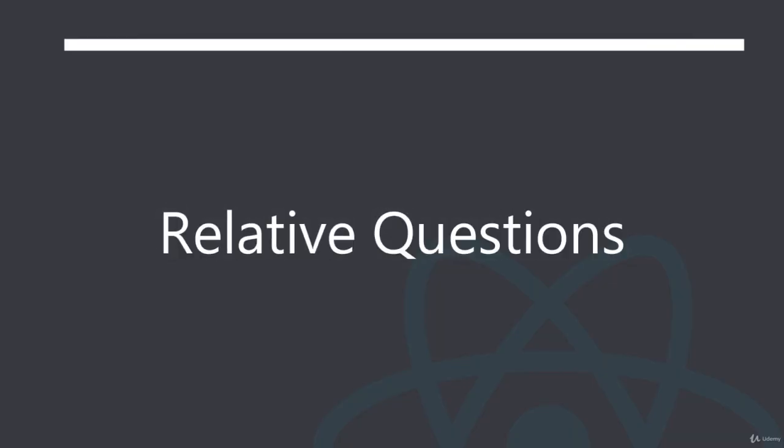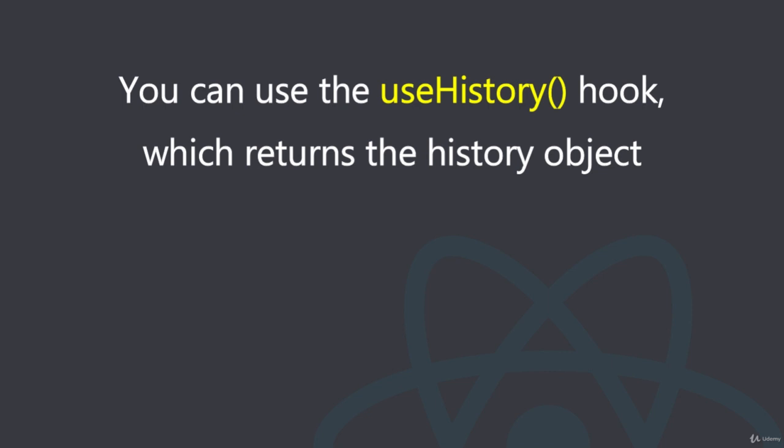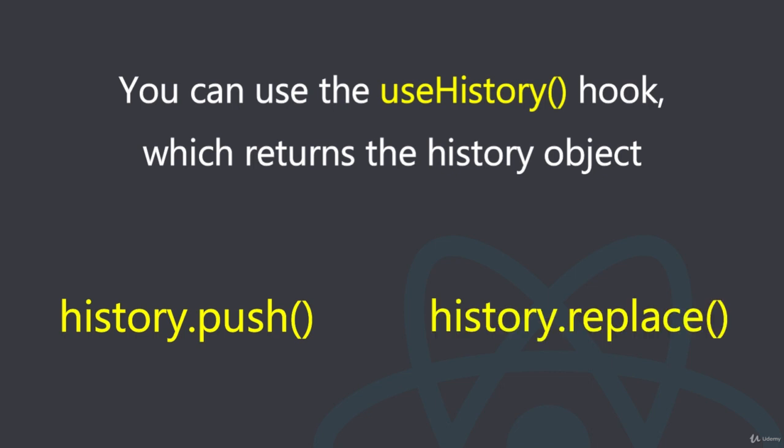Now let's talk about few relative questions. The first question is, how can you access the history object with the React router? Of course, you use the useHistory hook which returns the history object, and that has various values which we discussed. You can certainly answer those. Like push, we have replace method. Replace I'm going to discuss in next question though.